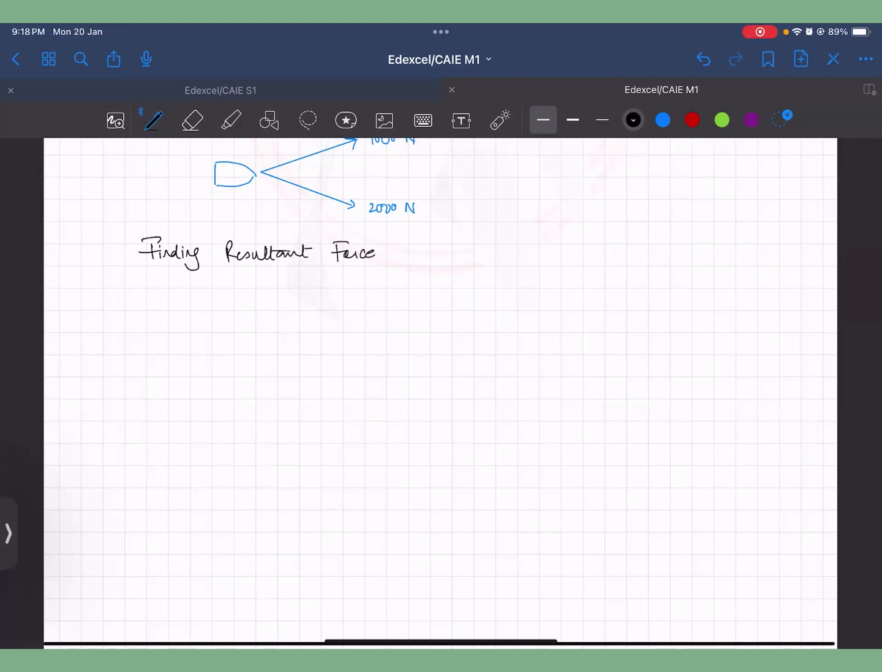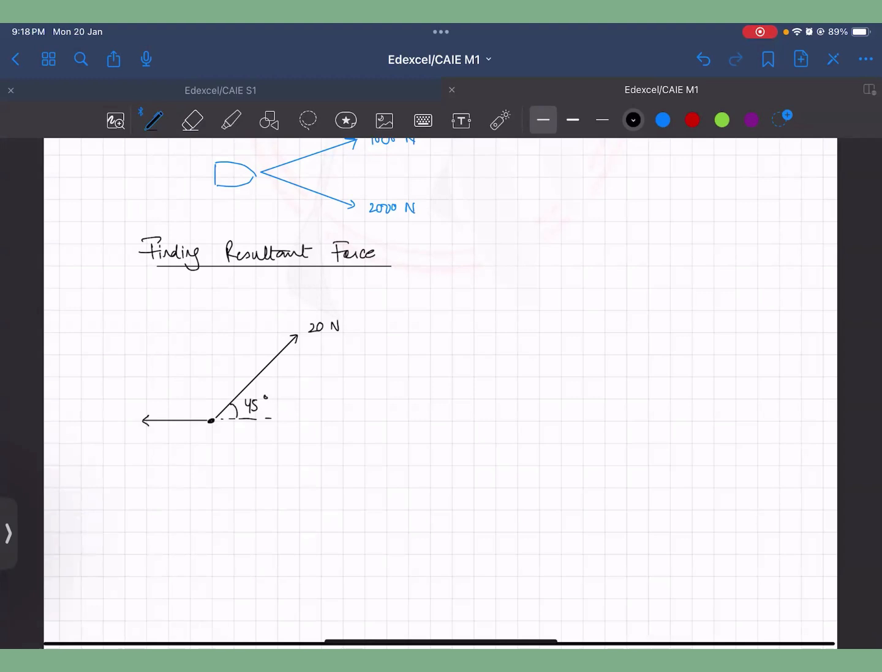For example, I'll take an example. This is a point, and on this point there is a force acting over here. Let's suppose this is 20 Newton, and it is acting at an angle of 45 degrees. And there is another force, let's suppose over here. Not a very good line.